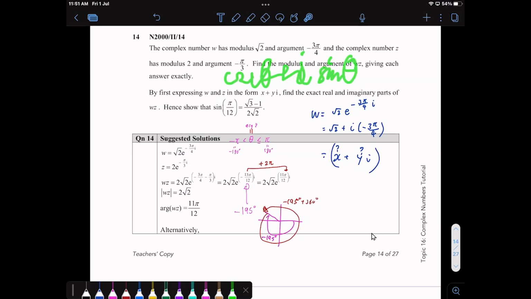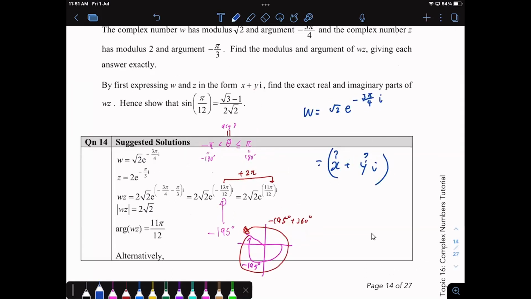Oh, I must convert to the trigo form first. Yes, correct. That's the only way that I know of. That's the easiest way to convert into x plus yi. And I believe it might be the only way, don't quote me on that, but it's one way you can do it. So that's what we're going to do.